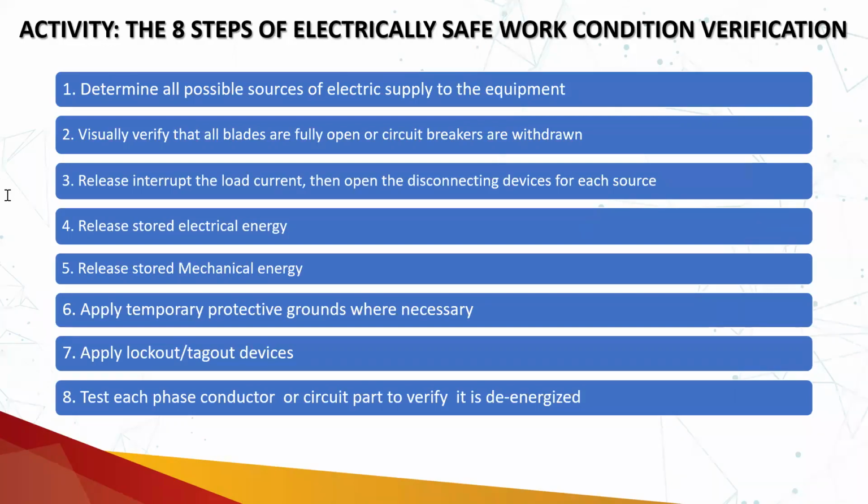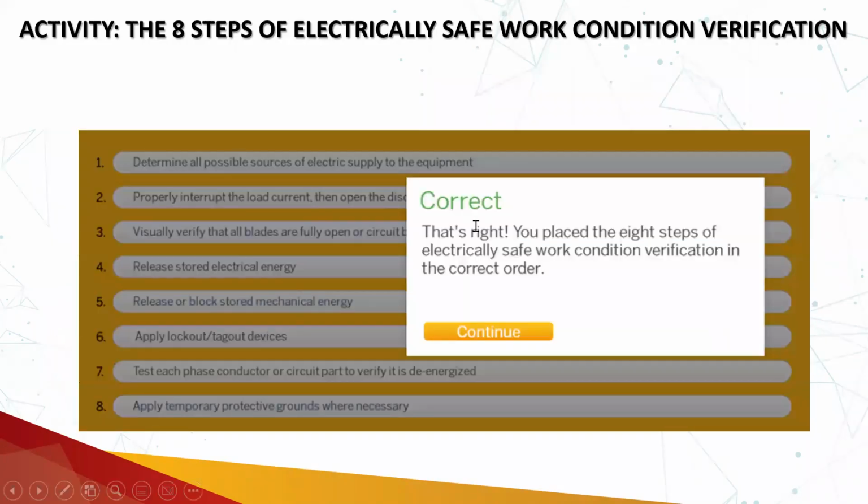Yep. So let's review the answer. 1, 2, 3 is the right option. Then 4 and 5, release stored electrical energy, release stored mechanical energy. After releasing, we have to apply the lockout and tagout device. Step number 7. Then after applying the lockout and tagout, we will test each phase to verify the absence of voltage. And then in the last, we will apply the temporary protective grounding. So these are the steps mentioned in Article 120.5.